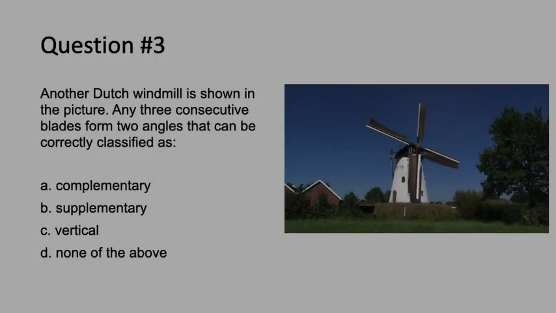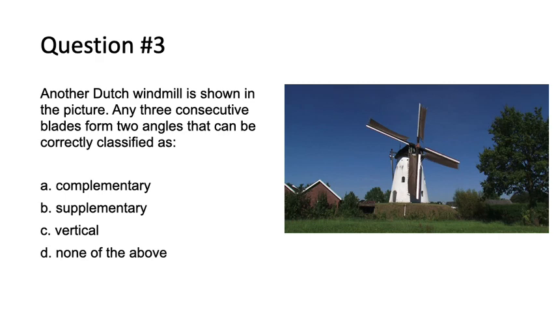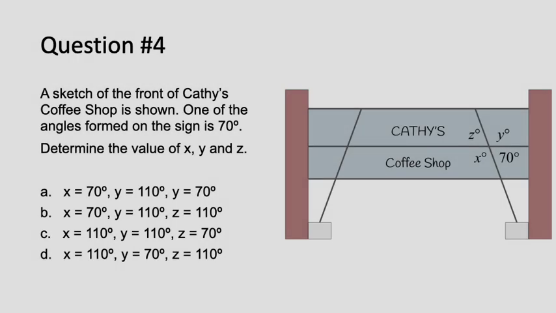Question number 3, we have this Dutch windmill. We look at one blade, then at the next consecutive blade, and the next consecutive blade, and these 2 angles that are formed right there are supplementary. That is the best option because their measures add together to equal 180 degrees. Question number 4.